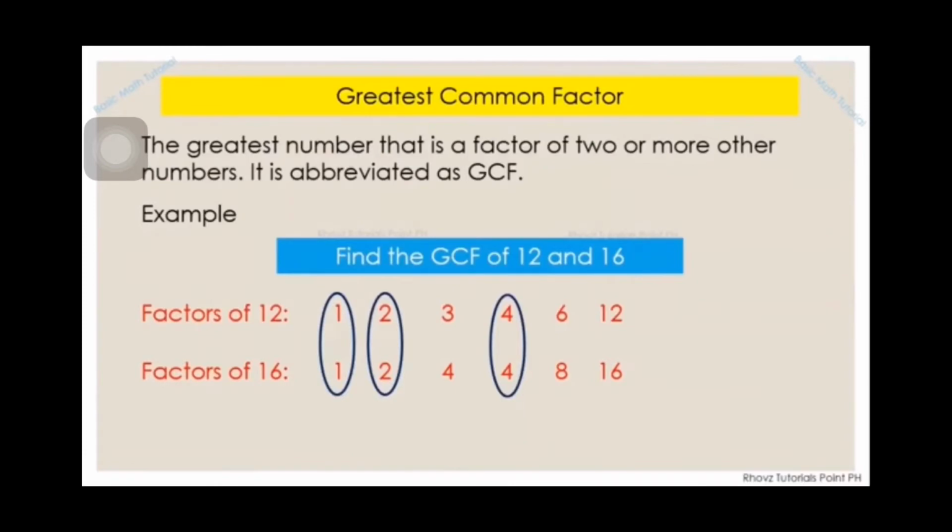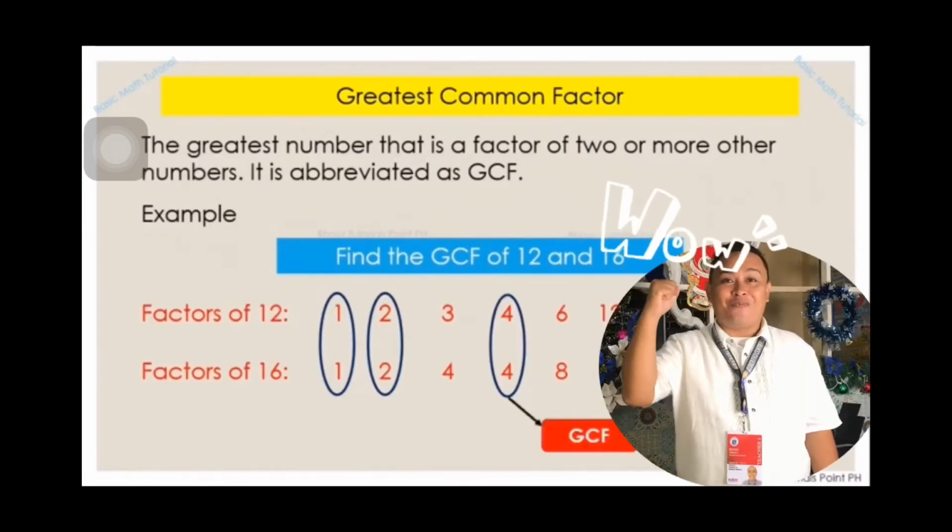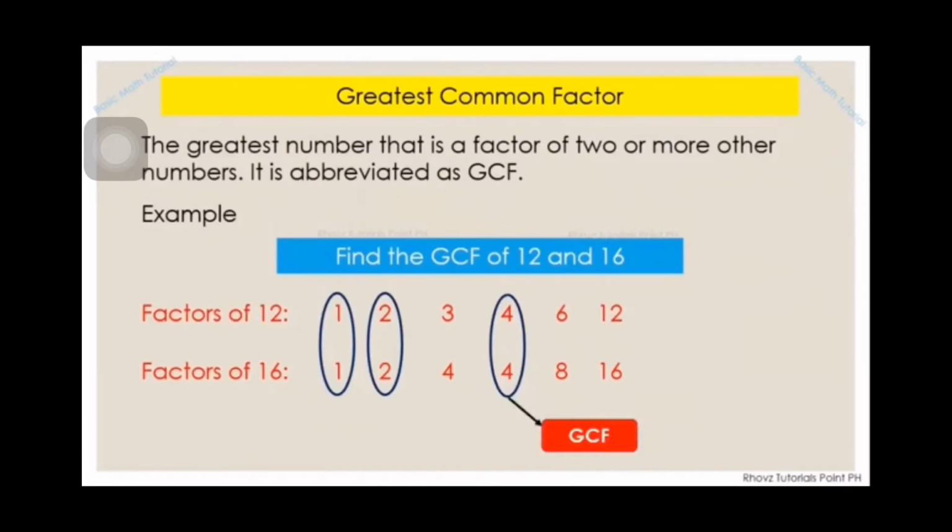So here are the numbers that are the same in the factors of 12 and 16: 1, 2, and 4. Now, let's identify the highest number in the factors of 12 and 16. So we have 4. Good job, kids! 4 is the greatest common factor of 12 and 16. It's that simple, mga bata. We are just identifying the biggest.